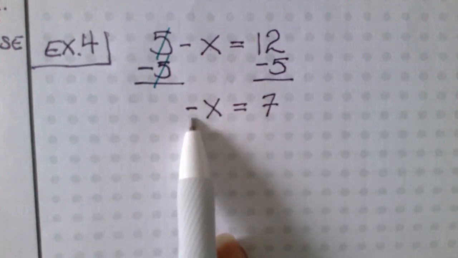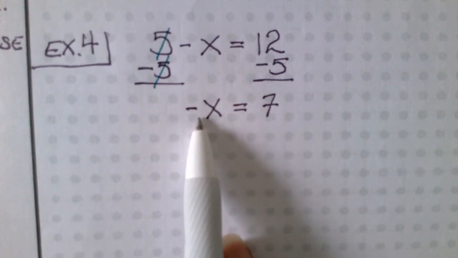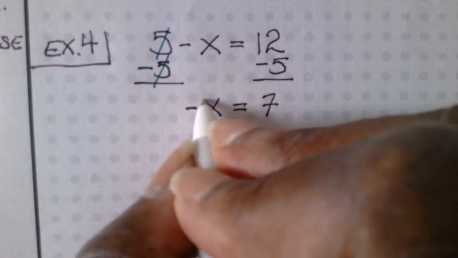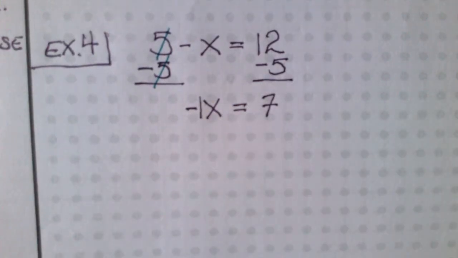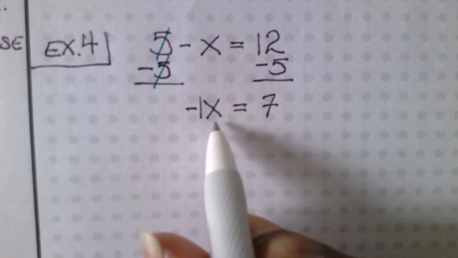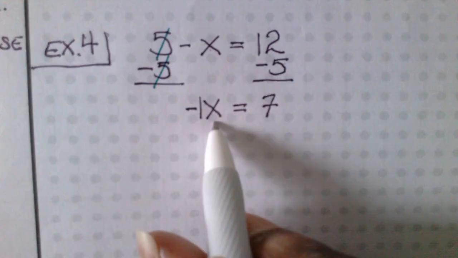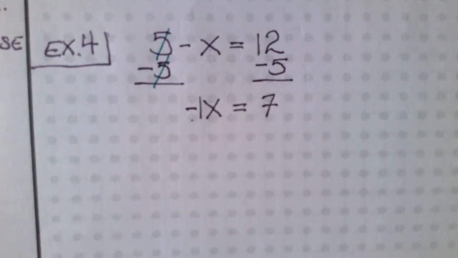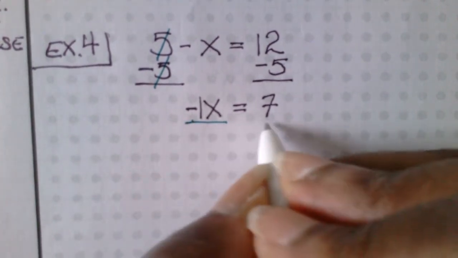So what's assumed to be in between that negative sign and the x? It's assumed to be a 1. Okay, remember we talked about that? That's why I said a lot of people generally get that messed up. So we make the corrections. So in order for me to get x by itself, I need to divide both sides by this -1.